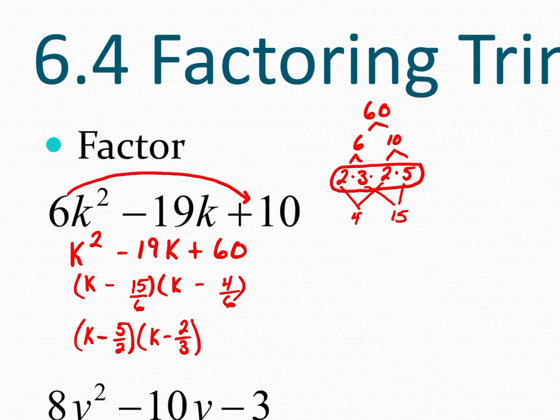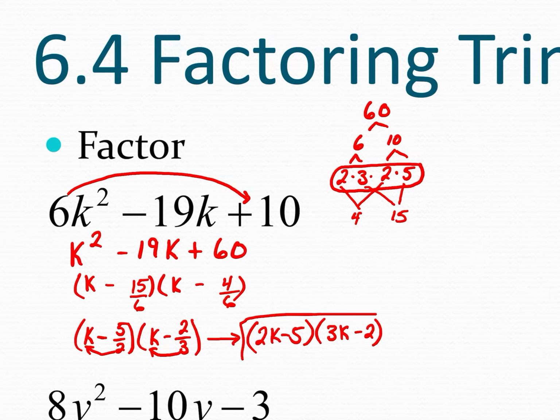And now we're going to move our denominators up. So the 2 gets moved up, and the 3 gets moved up. Again, we call it bottoms up because it moves from the bottom up in front of that variable. And so this is going to leave us then with 2k minus 5 times 3k minus 2. And there's our final answer.